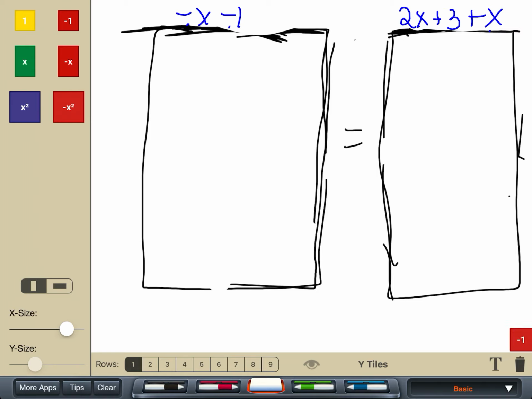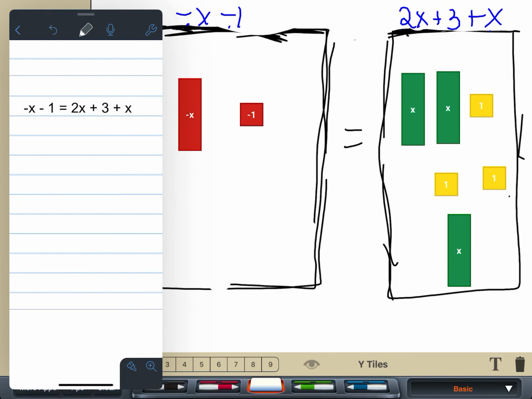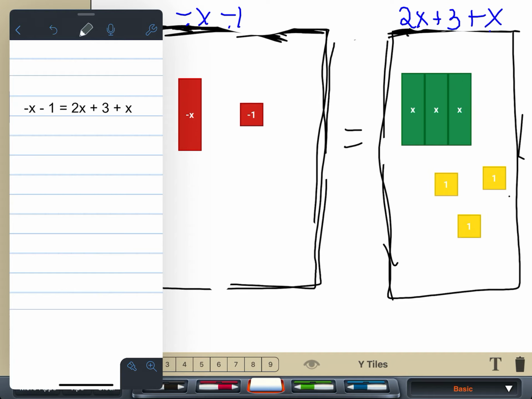I guess I could just move that over. That's all right. Okay, so negative x and then minus 1. And then on this side we have 2x plus 3, then plus another x. So for this, probably the first thing I would do is put these x's together. That's a visual way to combine like terms. So I would go ahead and move on the problem, put the 2x and the x together. So we get 3x plus 3, and then negative x minus 1.